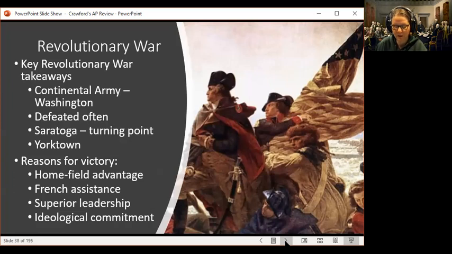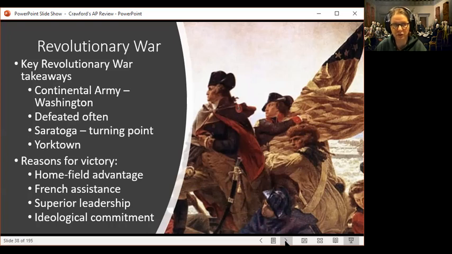He leads them. They are defeated often early on in the war. They are ill-trained, they are ill-prepared, they are ill-supplied. Washington does a great job of knowing when to retreat, and he retreats often. When we look at 1777, the Battle of Saratoga, this is a turning point.